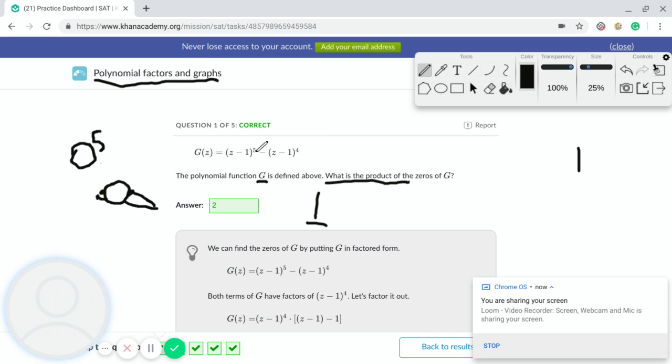And 1 minus 1 towards the end, when there's 2 1s on each side, is just going to give you 0. And 1 times 2 is 2. Easy as pie.